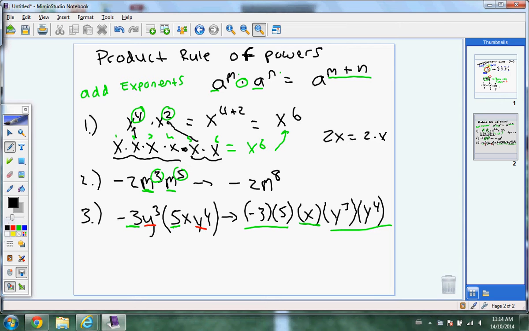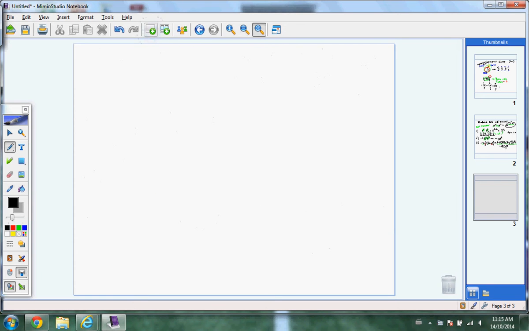Negative 3 times 5, negative 15. X, there's nothing else. I have to leave it x. y^3 and y^4 applies to our rule. Okay, 3 plus 4, I get y^7. Okay, I get y^7 there. Okay, let's go and do one more here, a couple more.